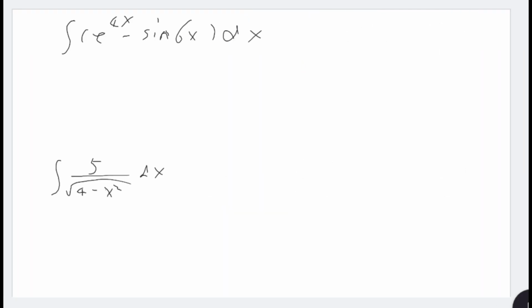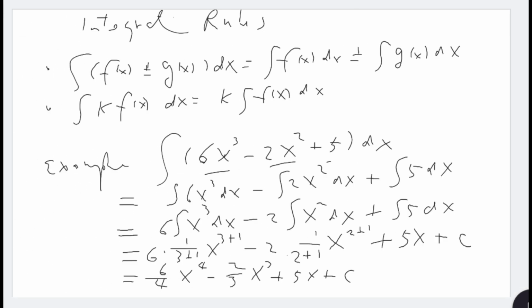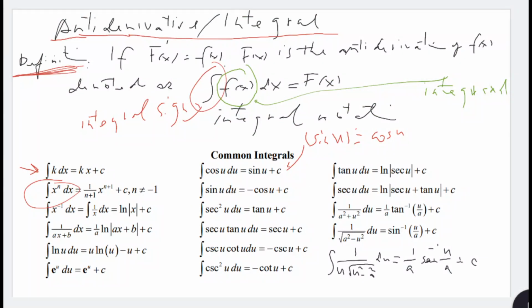See here, integral of e to the 4x minus sine 6x. We just basically find the appropriate formula. Let's see. Exponential. Where do we see exponential? I see. Okay, here's the exponential. I'm going to modify this formula: integral of e to the ku du equals 1 over k, e to the ku plus c. All right.